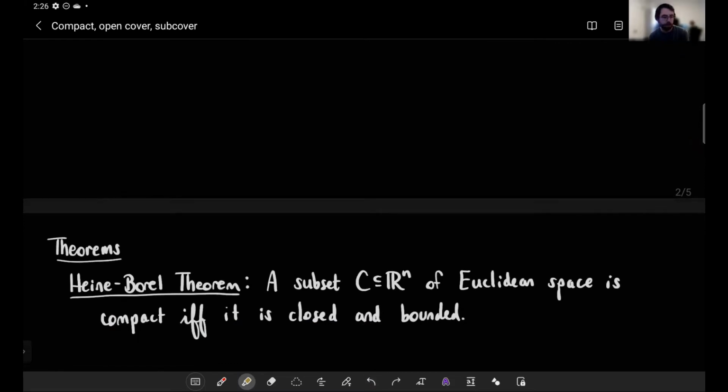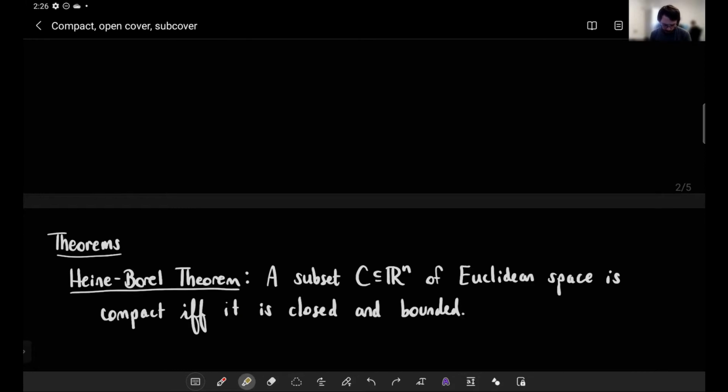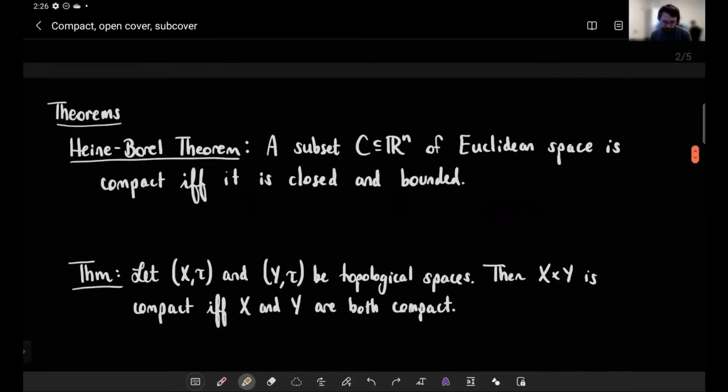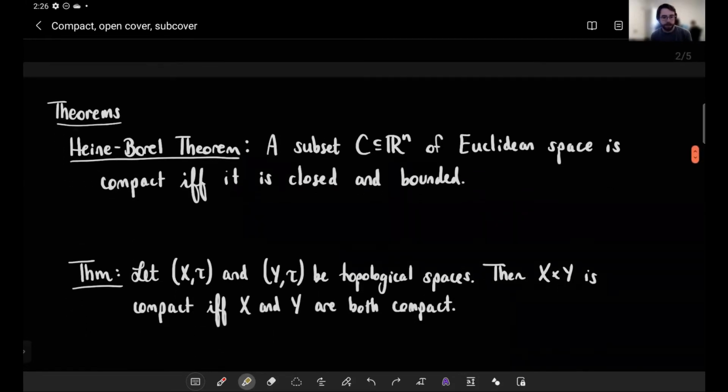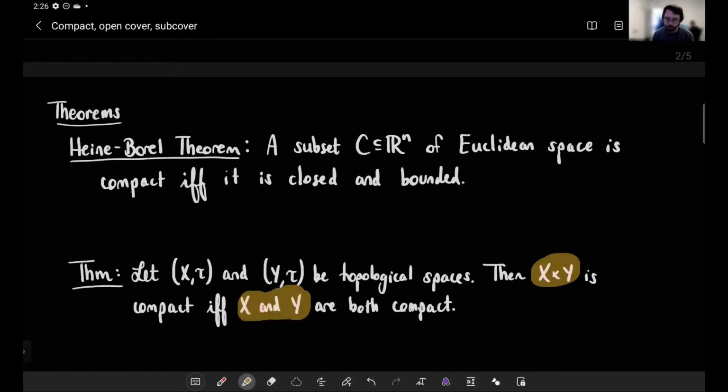And there are lots of proofs for this. It's fairly technical and not super enlightening in my opinion. So we'll take this one for granted. It's just a good one to remember that compact implies closed and bounded and vice versa if you're in Euclidean space. And there are some other nice theorems you can prove about compactness. Namely, a Cartesian product of topological spaces is compact if and only if each one of its components is compact.